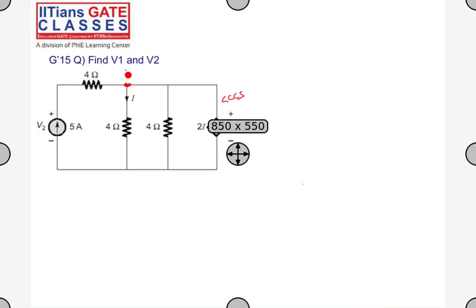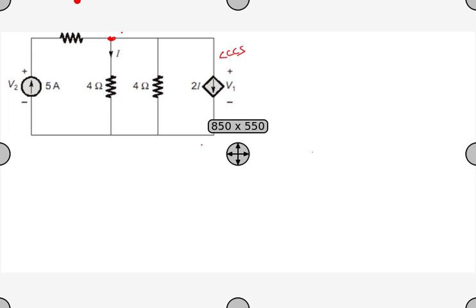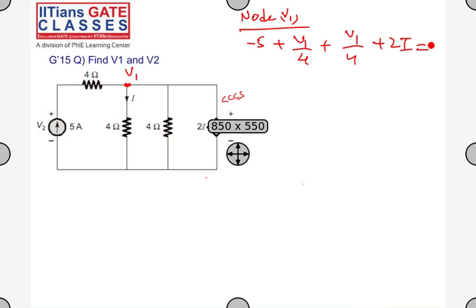This is the voltage V1, because the voltage across this will appear across this as well. So tell me the equation at this node V1. All the leaving currents: this is minus 5 amperes, so I don't need to write the equation in terms of voltage here. Minus 5 plus V1 by 4 plus V1 by 4, plus the leaving current 2I, is equal to 0.